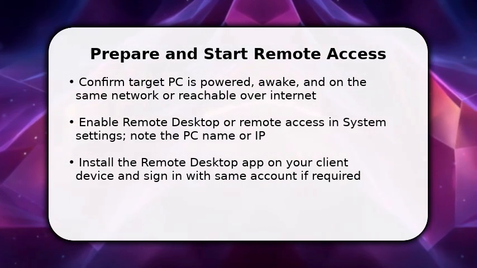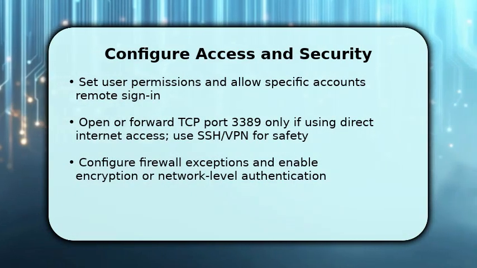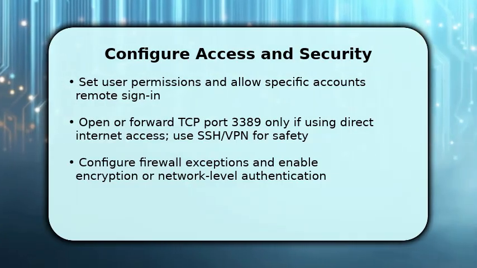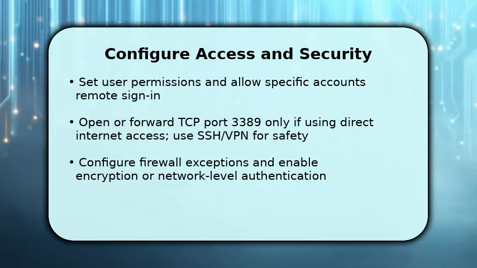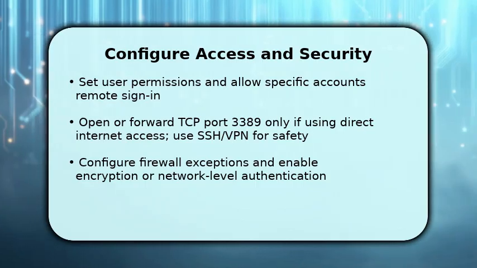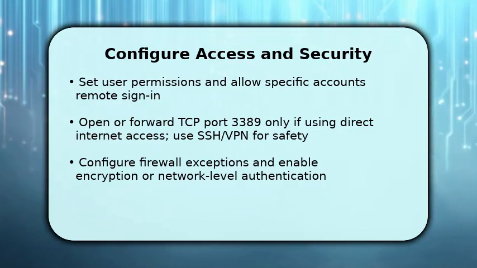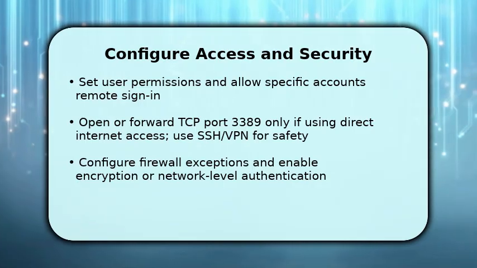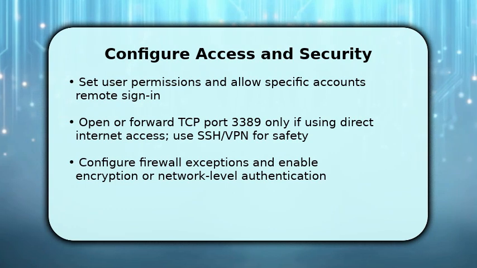Once done with the basics, you configure access and security so the connection works reliably. Add the user account you'll use to the remote desktop allowed list and verify credentials. If connecting over the internet, forward TCP port 3389 on the router only as a last resort. Instead, set up a VPN or use the app's gateway to protect the session. Make sure the host firewall allows the remote desktop app and enable network-level authentication.